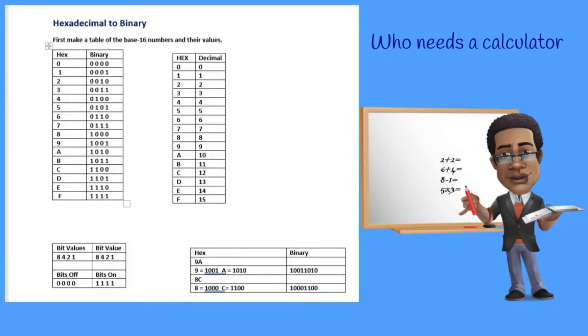And then our next hexi number is C. C equals 12. So we have the first bit is off, the second bit is off, the third bit is on with a value of 4, and the fourth bit is on with a value of 8. So that gives us the number 12. 8 plus 4 is 12.